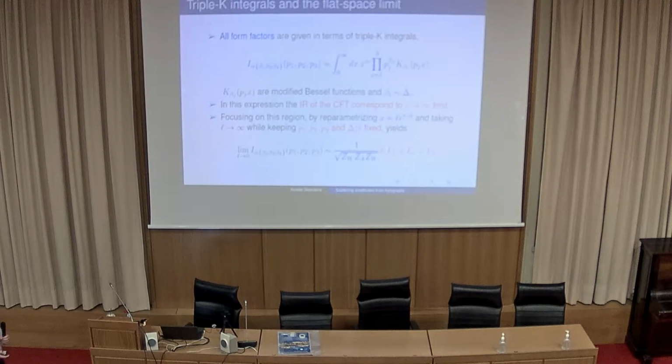This is what I mean when I say I focus on the infrared of the theory. So if I take this limit, I change these variables and take L to infinity, keeping these parameters fixed. This is the limit you need to take. And it's not just for this specific kind of process. It's the same limit for all other amplitudes. Again, you'll see that in two or three slides.